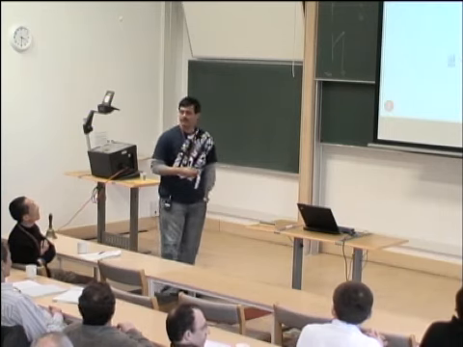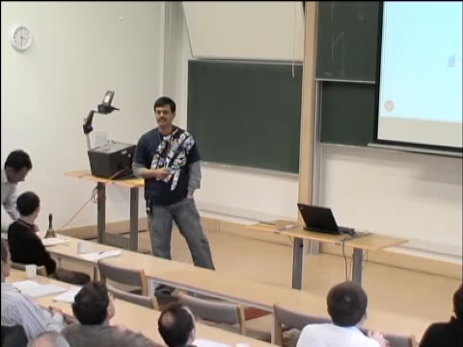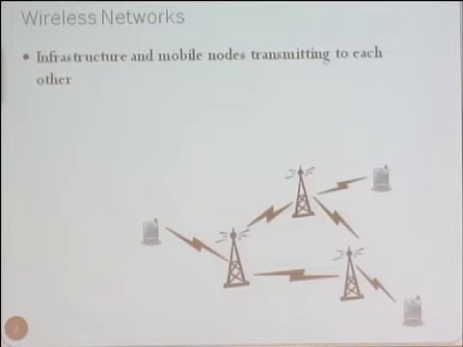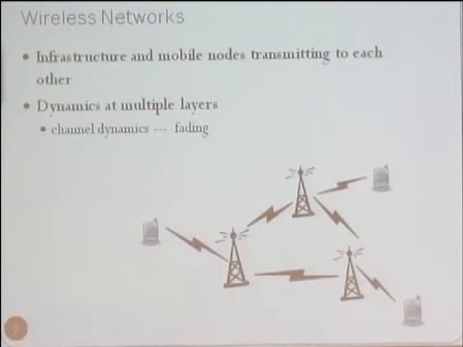So I'm going to be talking about wireless networks. In general, a wireless network consists of a bunch of infrastructure nodes that are in place, like a tower that's transmitting energy, and mobile nodes, which are possibly moving around. They come into the network and they leave the network, and then they talk to each other through these nodes, or possibly directly to each other. So there are dynamics in these networks at multiple layers. By layer here, I mean layer in a communication network.